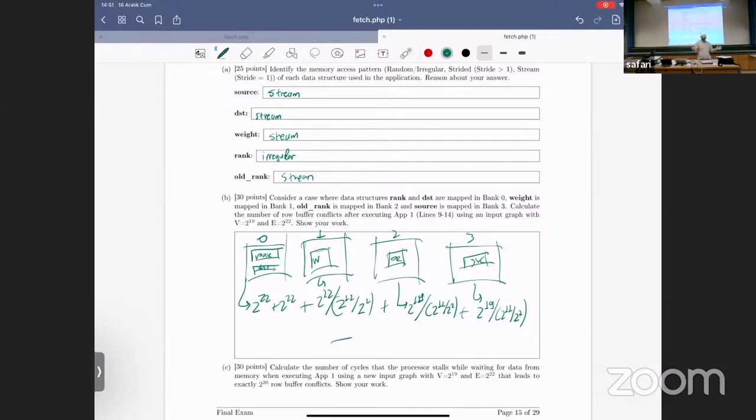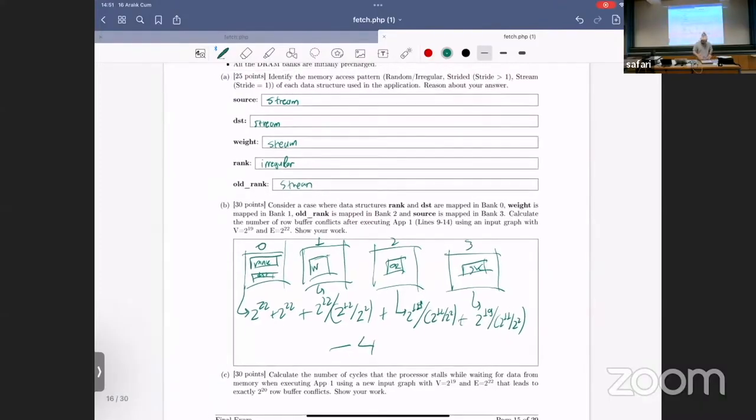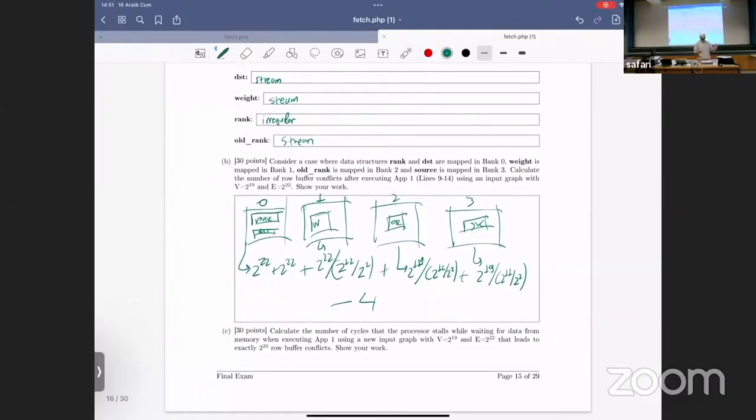Okay, in the beginning, all the banks are pre-charged, so you don't have a conflict, right? So it's -4. Be careful with these mistakes, because we have 4 banks, all the banks are pre-charged in the beginning, so we don't have these 4 conflicts in the beginning.